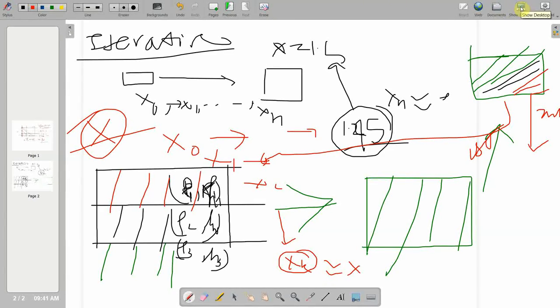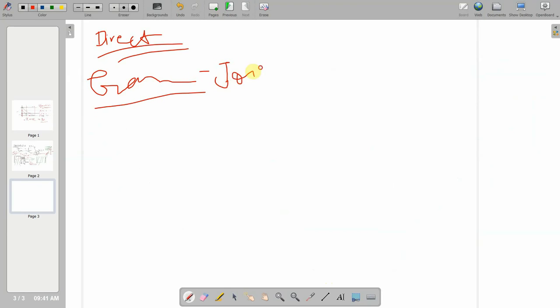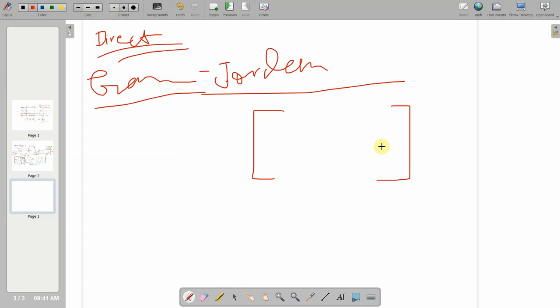Now you may ask me, sir, we were actually good with the Gauss elimination method, and there is another direct method I didn't discuss, that is the Gauss-Jordan method. This is a similar kind of method to Gauss elimination, but here you will be transforming any A matrix. So A is a square matrix.